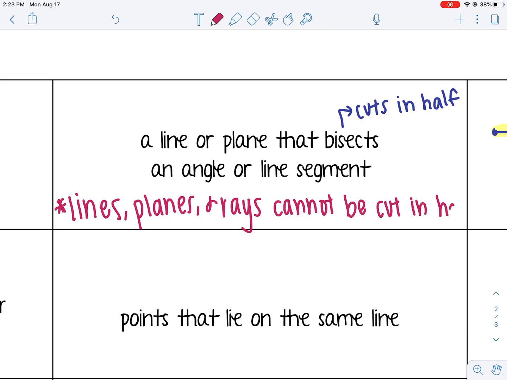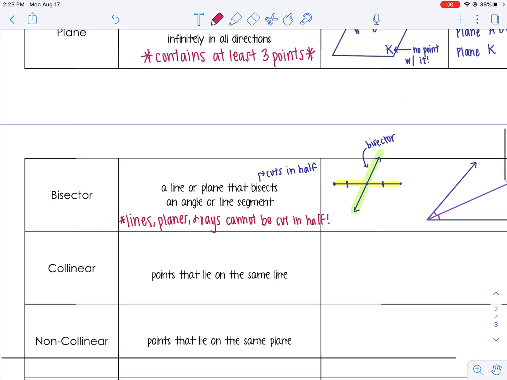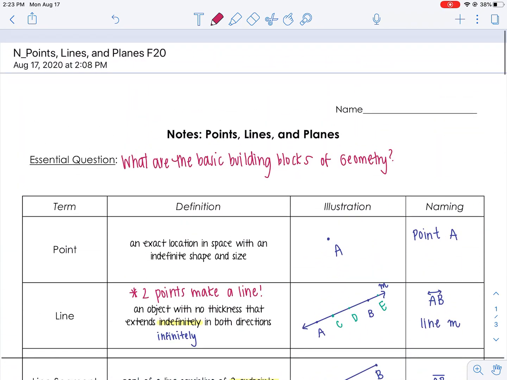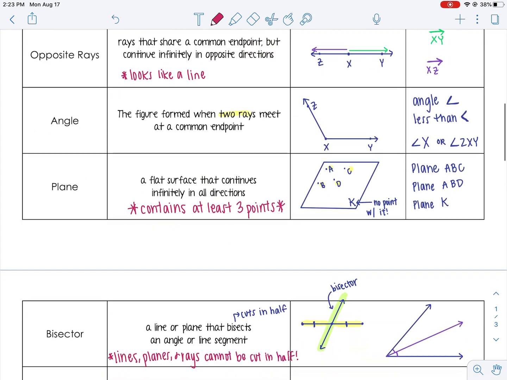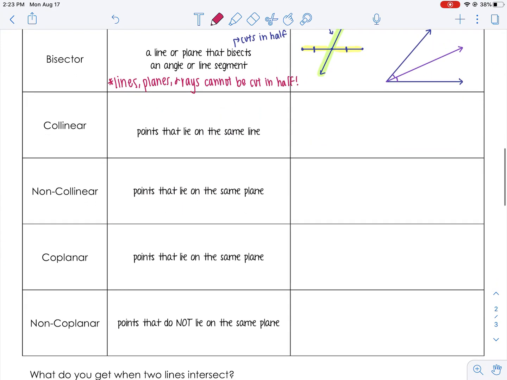And I know that this definitely seems like a lot of vocabulary, and that's just because of our EQ, we're going over the basic building blocks of geometry. And there's a lot of basic building blocks of geometry. So you've been doing great so far. We're just going to keep going.